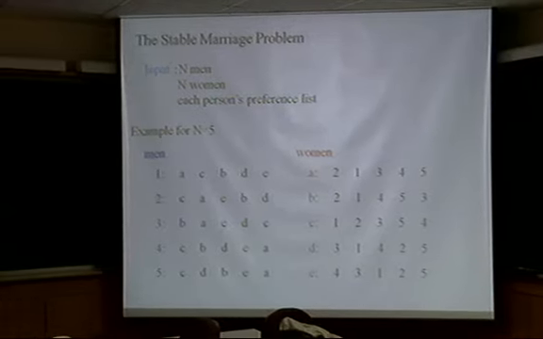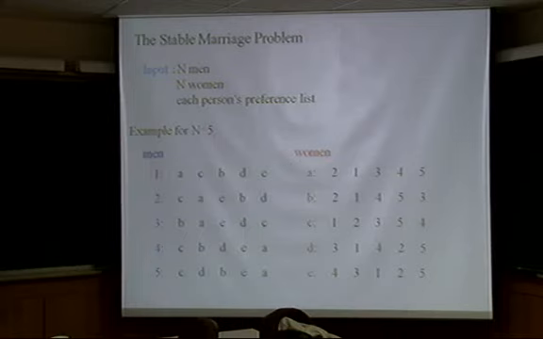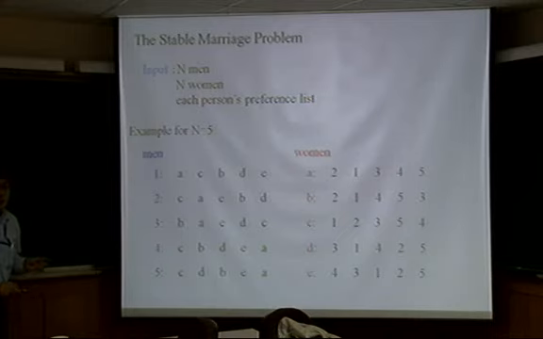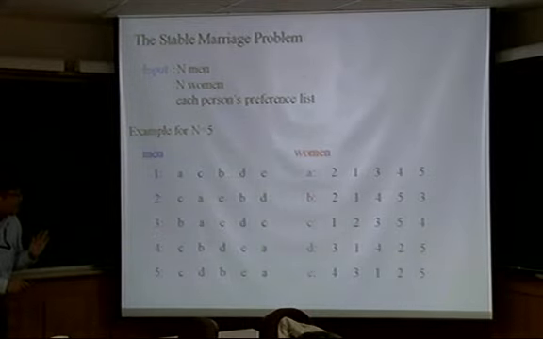And this is a small example for the case of n equal 5. Men are numbered as 1, 2, 3, 4, 5, and women are labeled as A, B, C, D, and E. And each row represents a preference list for each person. The preference is always from left to right. So the man 3 likes women B, A, E, D, C in this order.